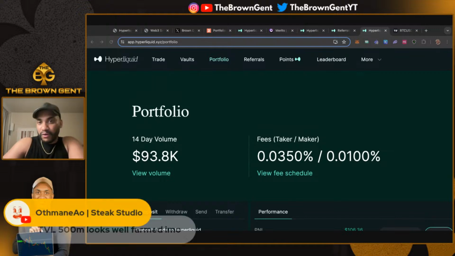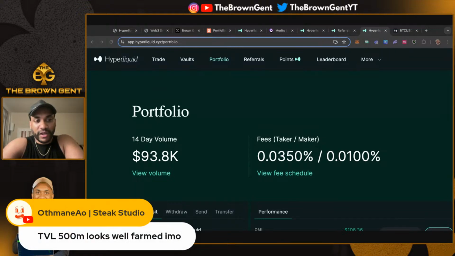Now for Oathman, who said TVL 500M looks well farmed. Not so much if you consider how much you'll put in for liquidity. So I would not relate this to typical airdrop campaigns. Perp dexes have always just done better. If you look at Drift, it was phenomenal. I'm expecting Orderly to be phenomenal, and I'm expecting this one to be phenomenal too. So that's why I'm making this video.